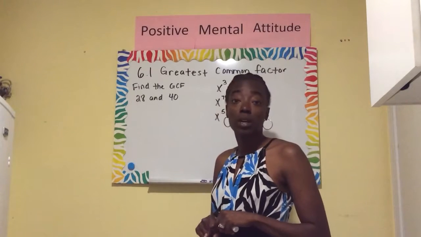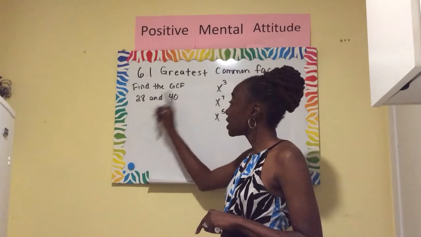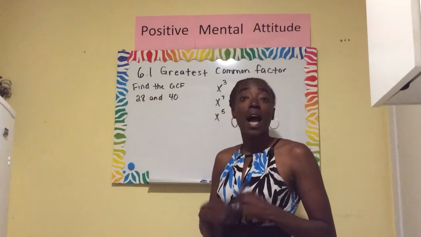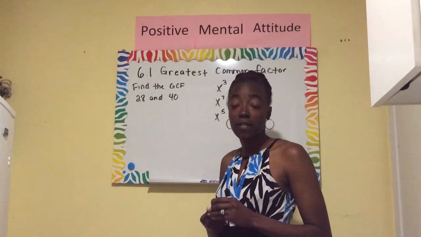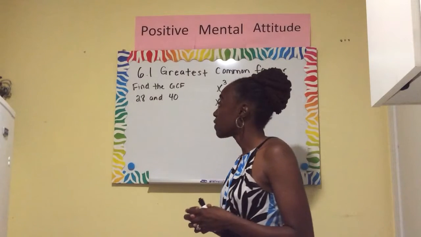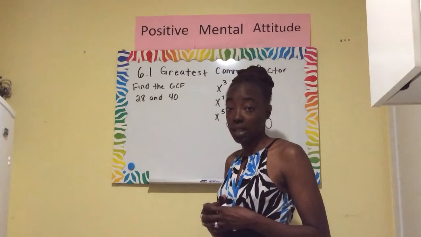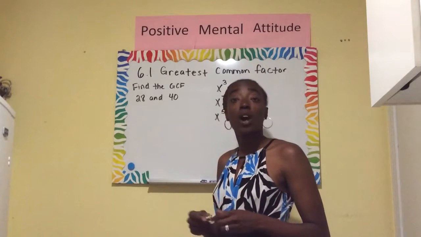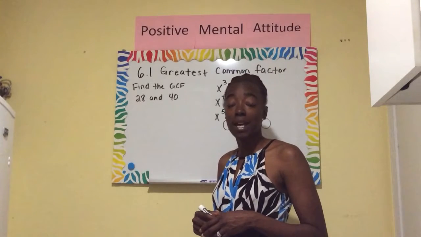So the first example we're going to look at is finding the GCF of 28 and 40. There's a couple of ways you can find the GCF of numbers. You can watch another previous video to see how to find the GCF. But today we're going to use the factor tree method. In the factor tree method, all you're doing is finding the two numbers that multiply together to get you those two numbers.